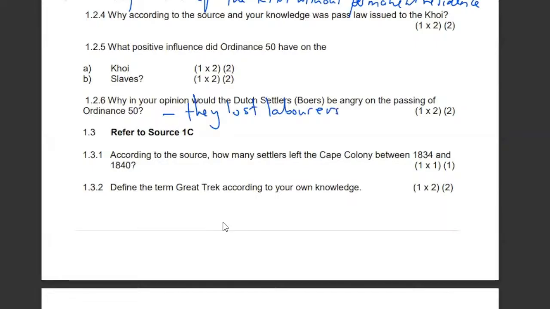The fact that the Khoi were allowed to own land and to buy land implied that most of them chose not to continue working for the Boers. They were now owning their own land because they were allowed so by Ordinance 50. So it meant that the Boers lost their laborers, and they were not happy because of that.